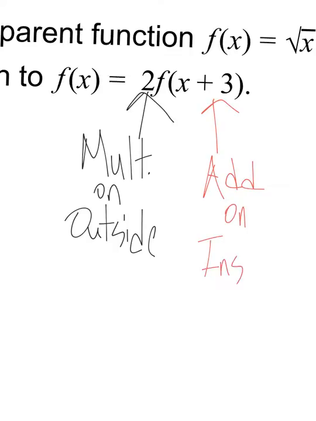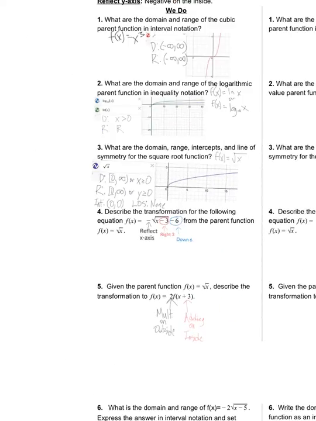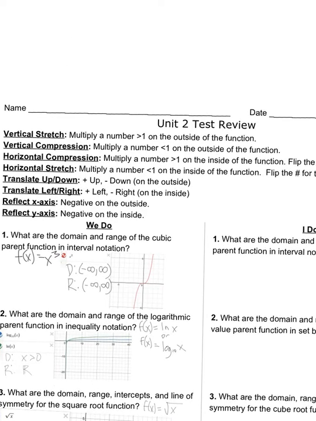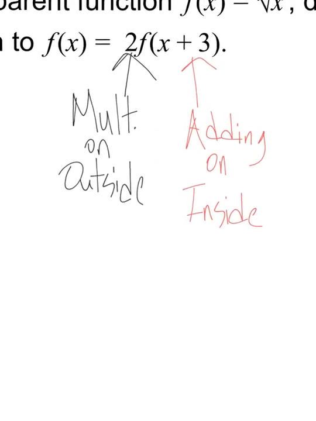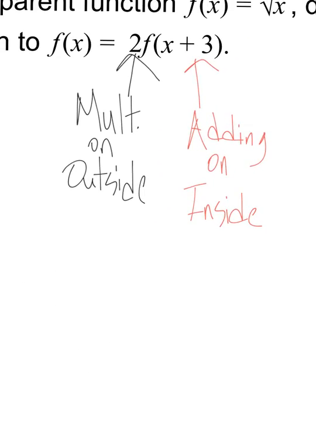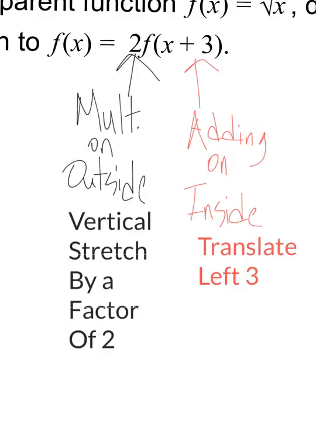And so I just need to look at my properties for what happens if I multiply on the outside and what happens if I add on the inside. So I'm going to look at the multiply on the outside. If it's greater than 1, which 2 is, that's going to be a vertical stretch. And then what if I add a number on the inside? So inside plus goes left. So this tells me the 2 is going to be a vertical stretch by a factor of 2, and the plus 3 is going to go left 3. So there we go. I wrote down what I just said, and that's all there is to it.